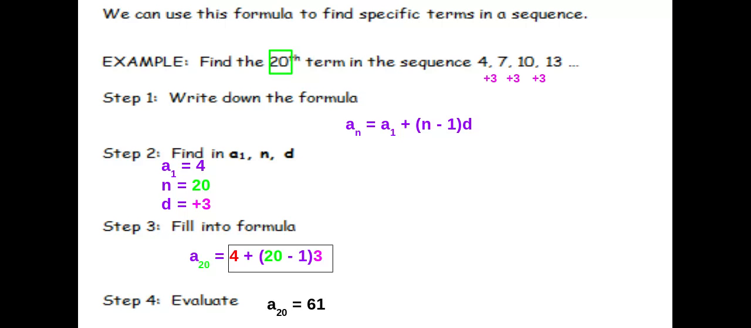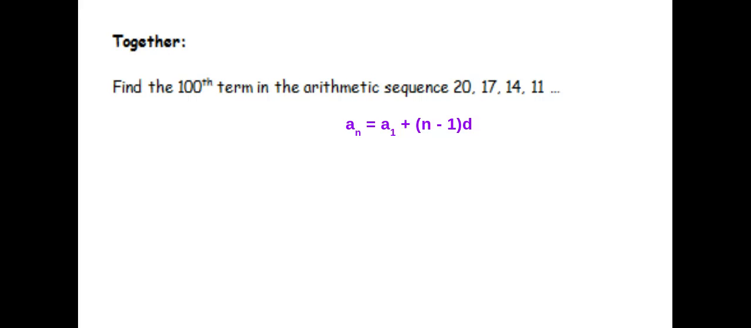Okay? So let's try the next one together, and then you're going to have a couple to try on your own. We want to find the 100th term in the arithmetic sequence 20, 17, 14, and 11. So the first thing you're going to do is write down the formula. The next thing you're going to do is label each part that we're going to plug into the formula. A sub 1 is our first term. n is the number of the term we're looking for, which is 100. And d is our common difference. Now in this one, we're going down by 3, so it should be negative 3.